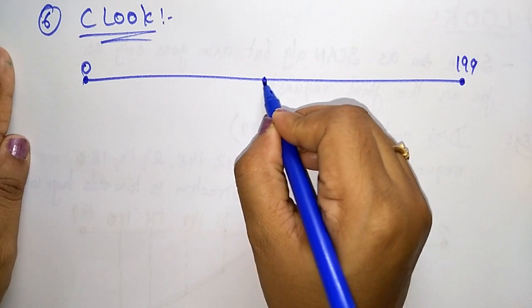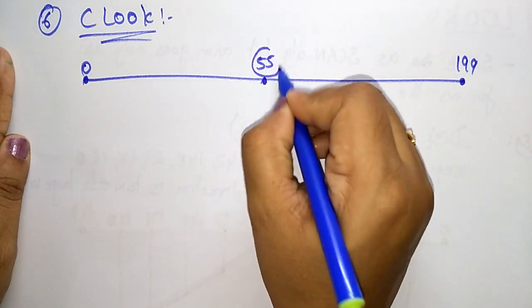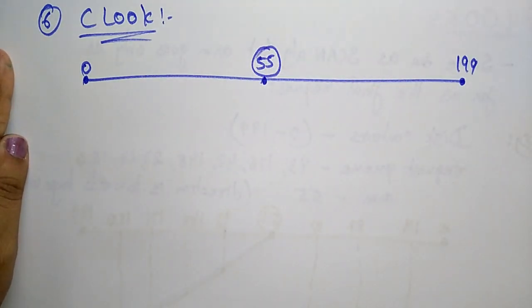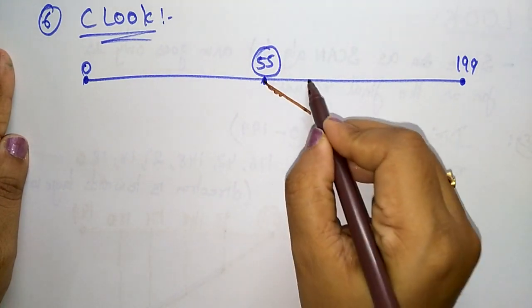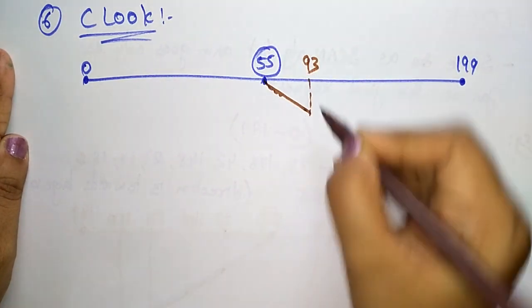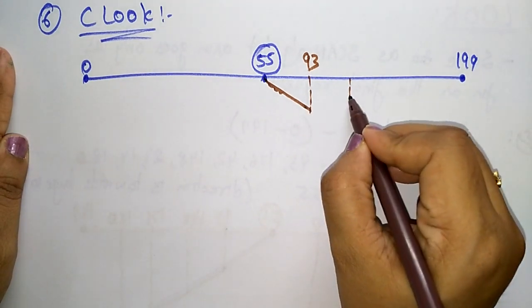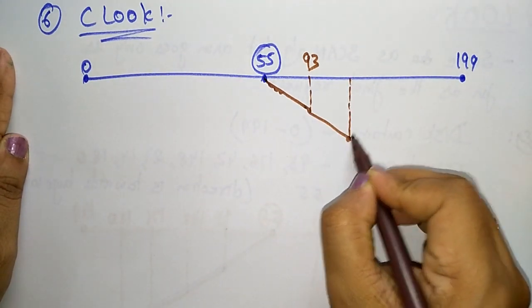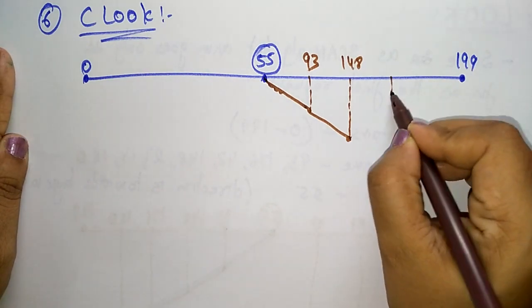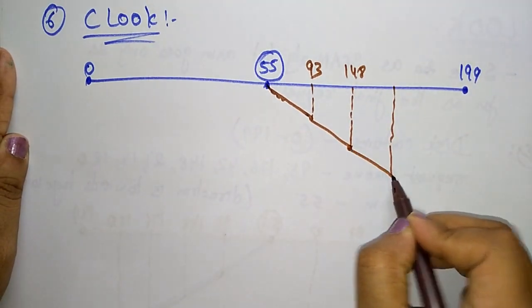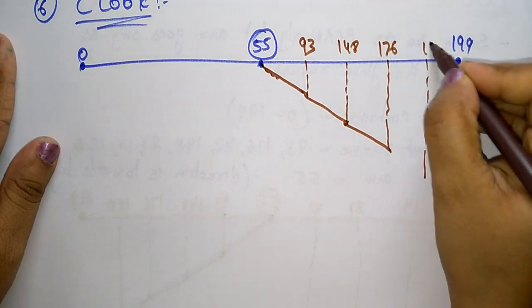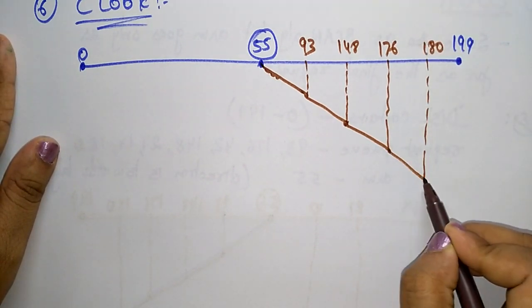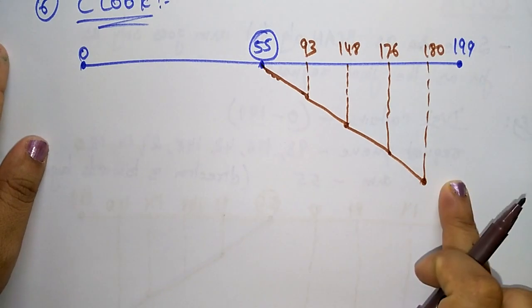0 to 199. The current position of the read write head is 55. First it visits the next largest, 93, then the next largest was 148, next largest was 176, next is 180. Okay, it is not moving to the end.